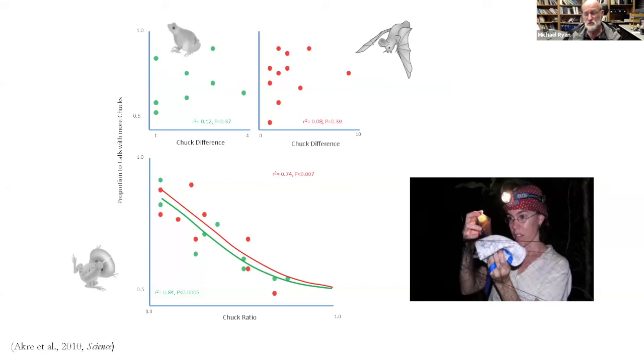And these two functions, the red one for the bat and the green one for the frogs, are statistically indistinguishable from one another. So the bats are responding to this variation in a Weber-like manner, just like the frogs are. And I'm not going to go into it now, but you can imagine this can have important implications for the evolution of sexually selected traits.